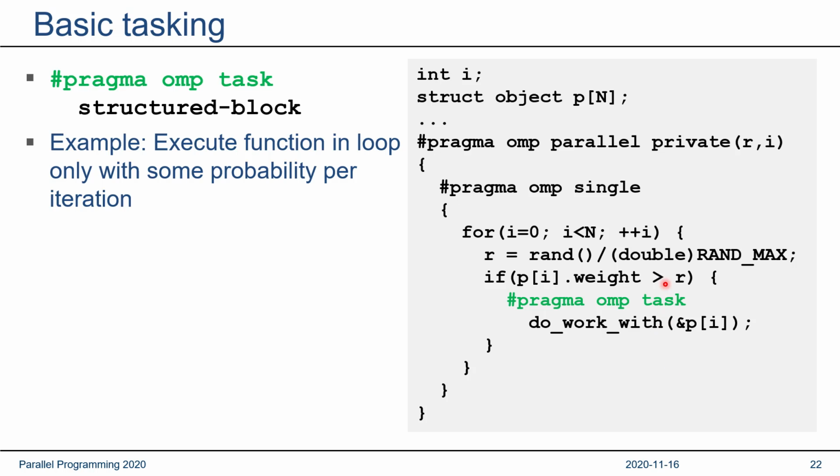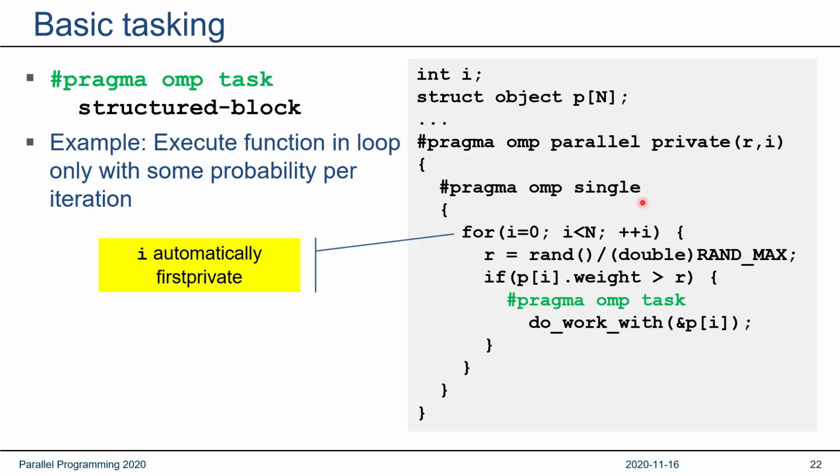Whenever this condition holds, that the random number is smaller than the weight, a task is generated. And this task, in this case, only consists of a single call to a function do_work that gets the address of the current object, P of i. Now, there's a couple of questions here. What happens to variables as we enter tasks? Here's a variable i, which has been privatized. It didn't have to be, but I did it here explicitly to make this as explicit as possible.